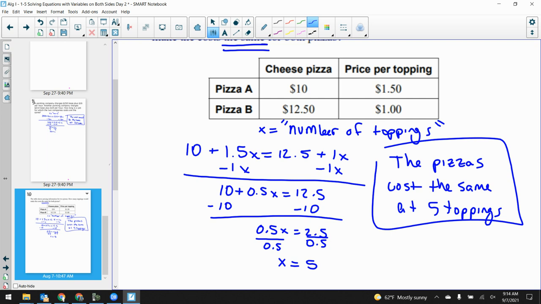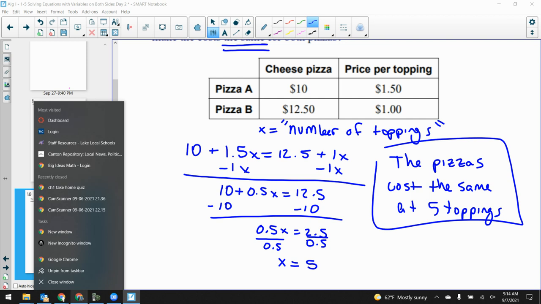Questions about that? Okay. So what did we learn today? We learned that if the variables cancel out, weird things may happen, and then we talked about some word problems. Tomorrow we get to talk about some absolute value equations.